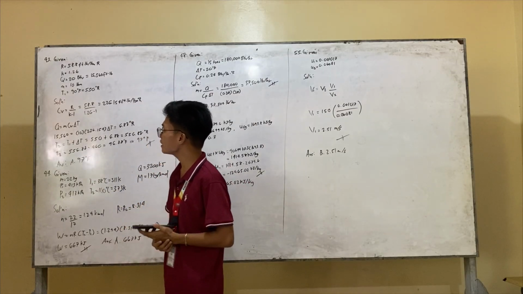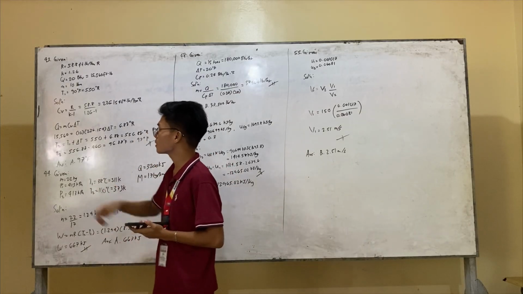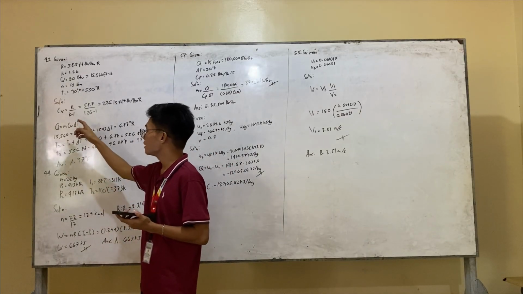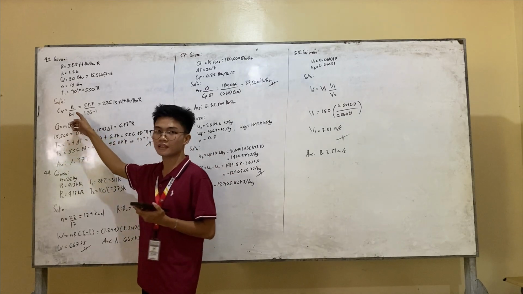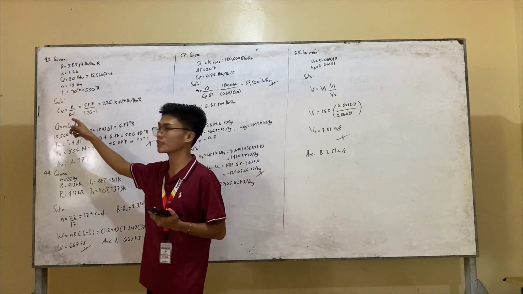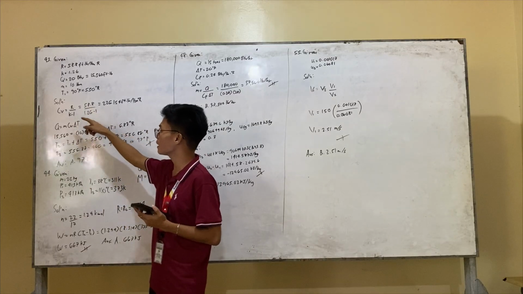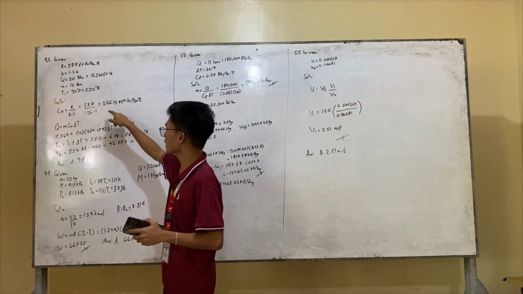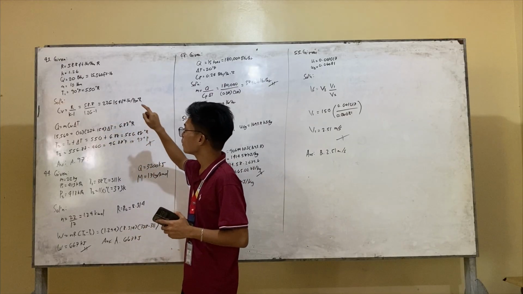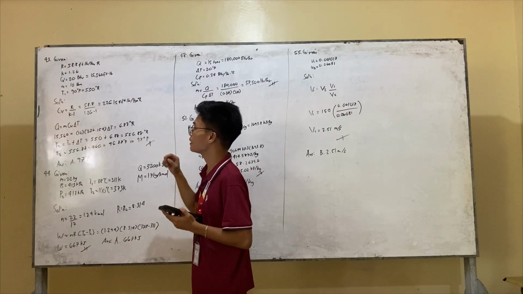So here's the solution. First, we need to get the Cv. The formula for Cv is equal to R over k minus 1. So all we need to do is substitute. R is equal to 58.8, k is 1.26 minus 1. By using a calculator, we can get 226.154 foot-pound per pound degree Rankine.